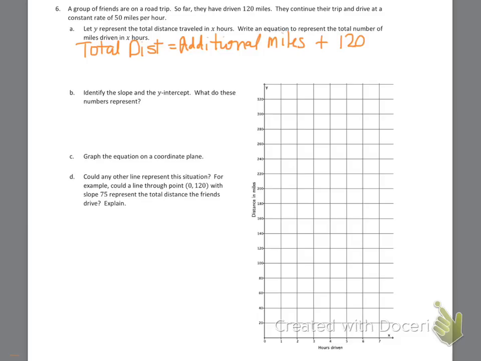So we're going to use the variables that are defined. And I've written that my total distance is equal to the additional miles they travel plus the original 120 miles. So I'm told that total distance is going to be represented by the variable y. So I just need an expression for the additional miles they travel. They're going 50 miles every hour, and x is the number of hours. So that expression is going to be 50 times x, and that's going to be added to 120.